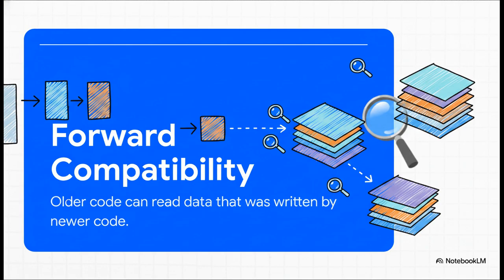Now, this is where it gets tricky. Forward compatibility. This means your older code has to be able to read data written by your newer code. Think about that for a second. The old code is going to see data with fields and structures it has never seen before, and it can't just crash. It has to be smart enough to ignore the new stuff it doesn't understand.